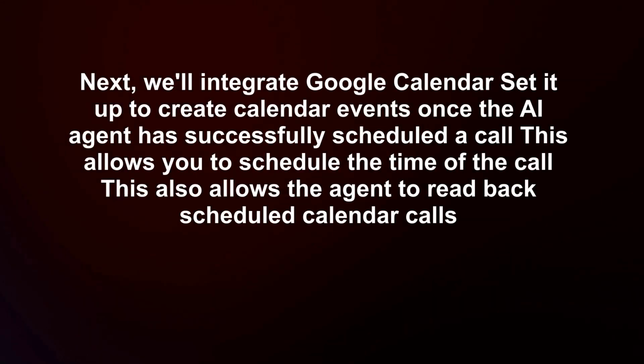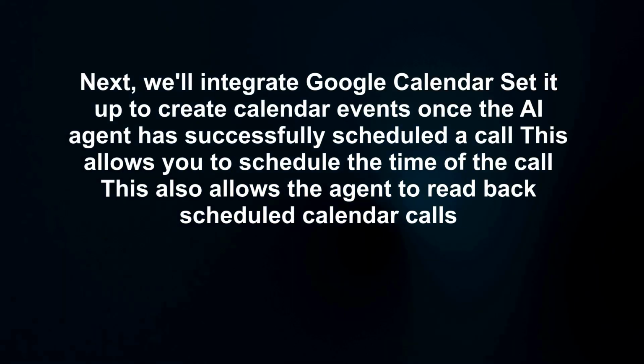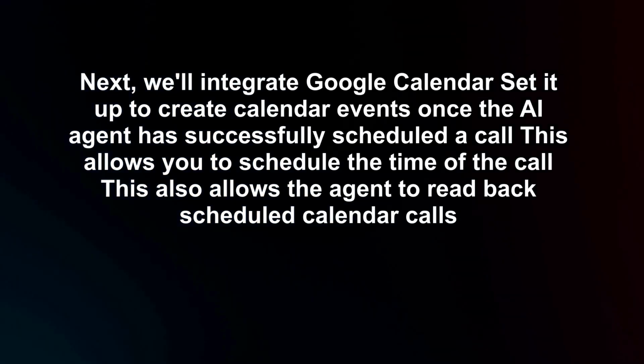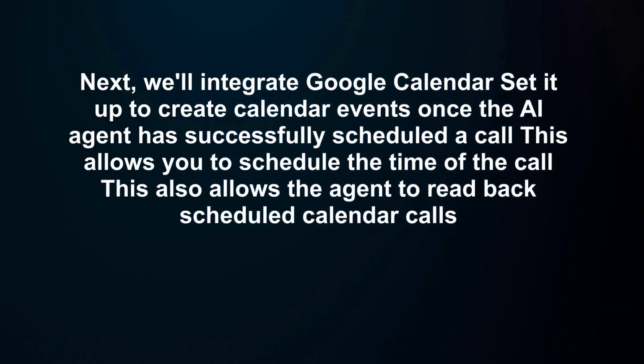Next, we'll integrate Google Calendar. Set it up to create calendar events once the AI agent has successfully scheduled a call. This allows you to schedule the time of the call. This also allows the agent to read back scheduled calendar calls.